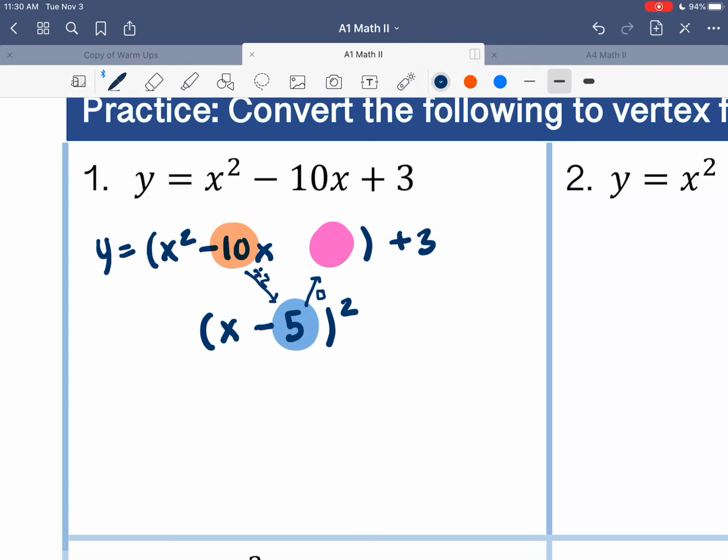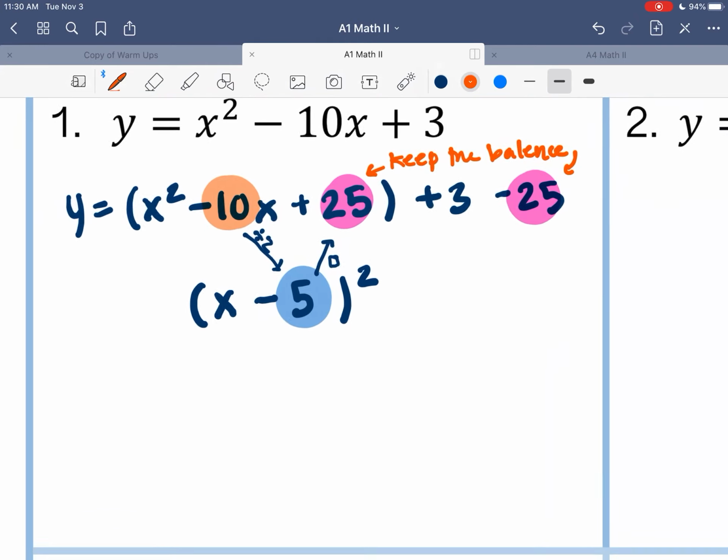I'm just going to write a little square. We square it to get the other one. Negative 5 times negative 5 is still positive 25. Be careful about those signs. And because we added 25 on this side of the equation, we also have to take away 25, keeping the balance. That's the thing everyone forgets. Keep the balance. So we added 25 and we took it away again so that it's balanced.